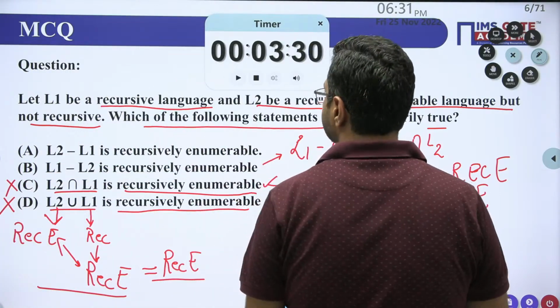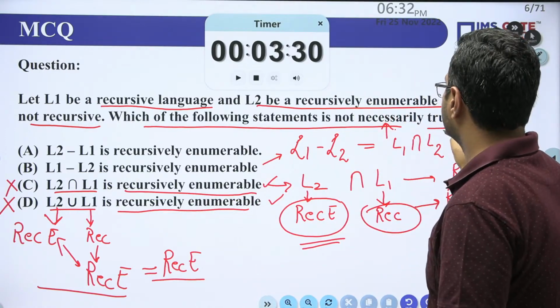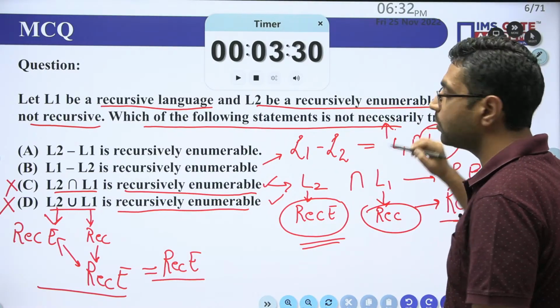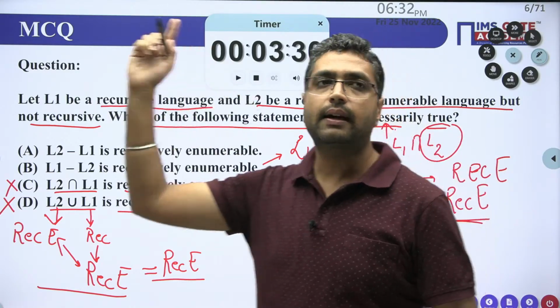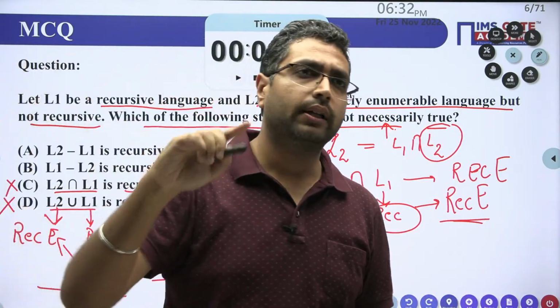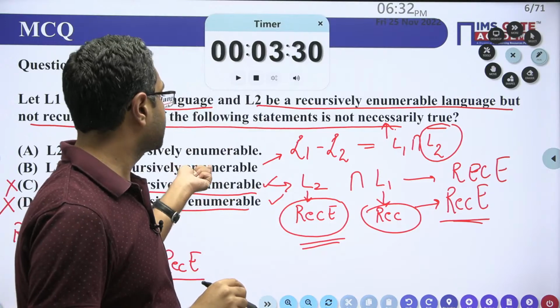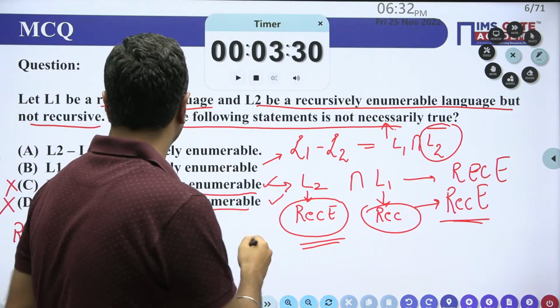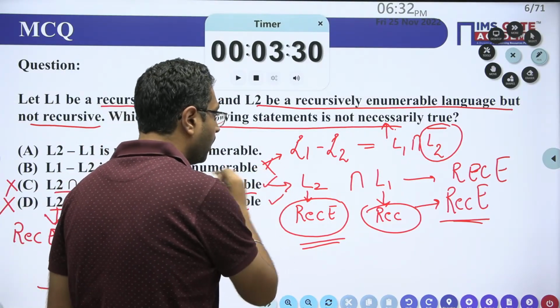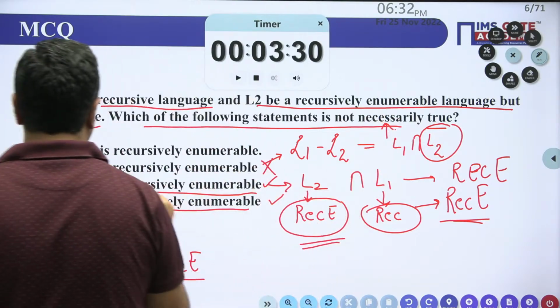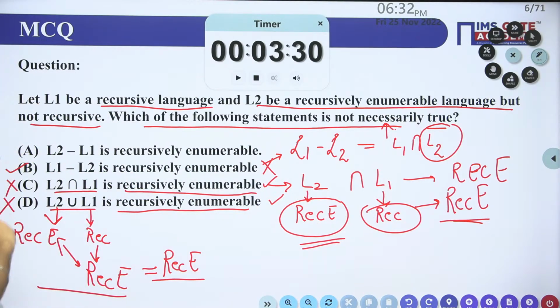Now L2, as I know, is a recursive enumerable language. Recursive enumerable languages are not closed under complement. We will get an undecidable language, right? So therefore it cannot be recursive enumerable. Therefore this option is false, and the question asked about the false option. So therefore the answer is B, right?